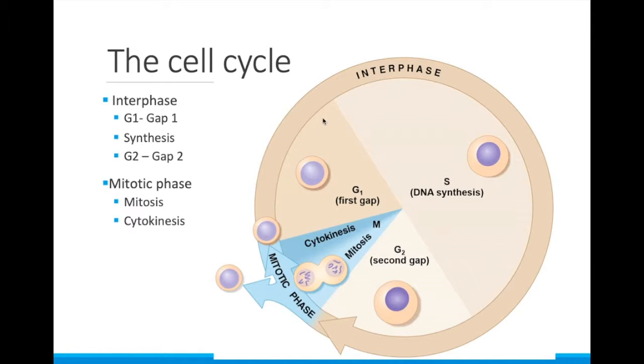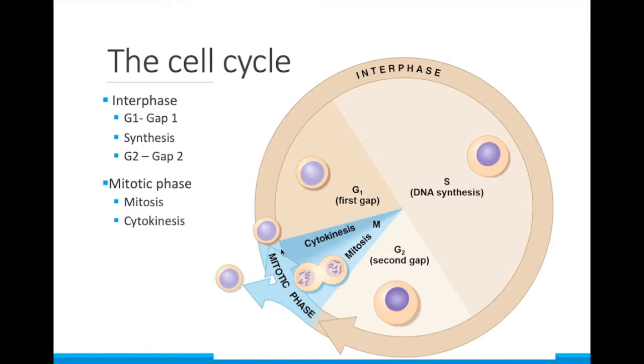Once the cell has grown, multiplied its DNA, and multiplied all the rest of its organelles, then it can enter the mitotic phase. The mitotic phase is here in blue, and this is the part of the cycle where the cell is actually dividing. And this division phase is separated again into 2 more phases: mitosis, or M phase, and cytokinesis. Mitosis is specifically the division of the nucleus. It's only the division of the nucleus.